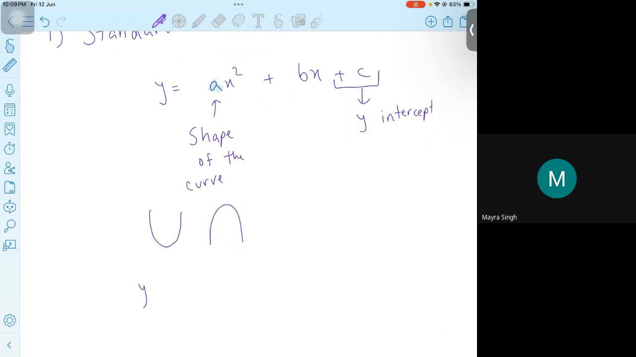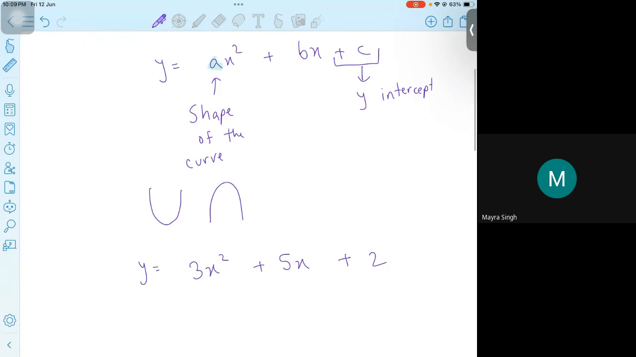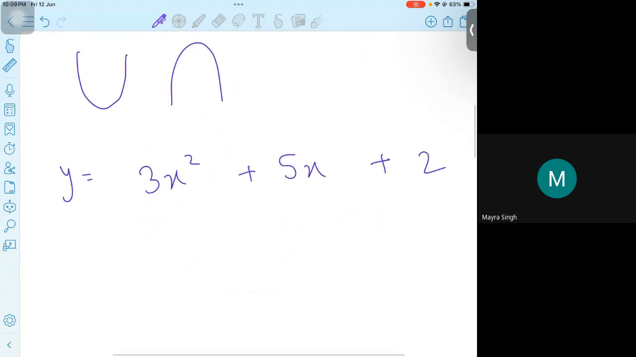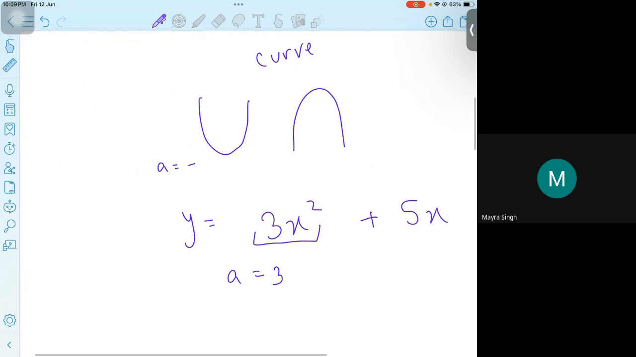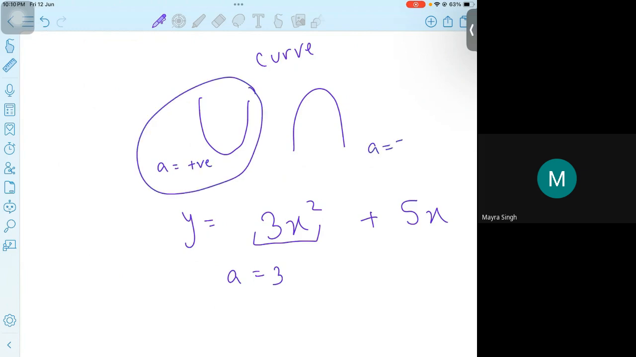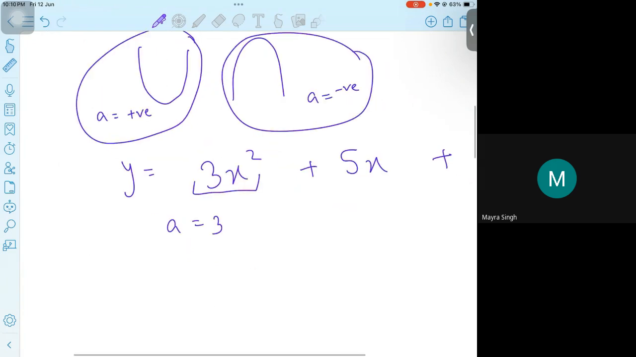The first example is going to be, let's say y is equals to 3x squared plus 5x plus, let's say, 2. Okay. From this equation, I can tell two things. The first thing is, since the coefficient of x squared is 3, that means a is equal to 3. And since this a gives me the shape of the curve, we happen to know that if we have a as a positive number, then our graph looks like this. And if our a is a negative number, then our curve looks like this. Okay, that's the first thing we know from this equation.